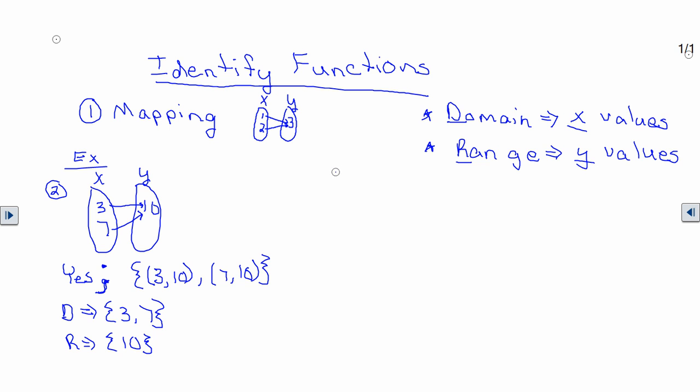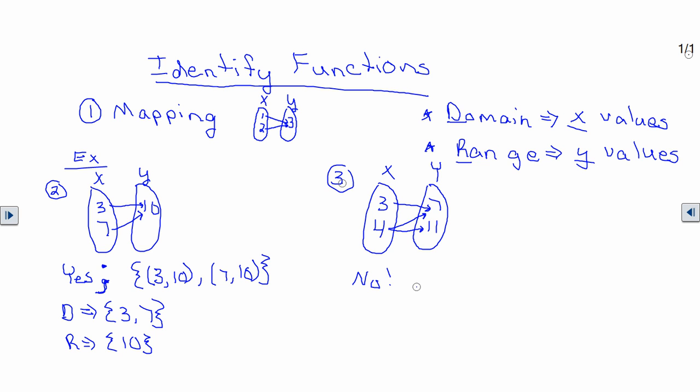Okay? Let's do one more example of a mapping. Let's set this up so we specifically know that it will not be a function. So for this not to be a function, one of my x's will have to go to more than one y. So let's make 4 the thing that kind of messes it up. Alright, let's make 4 the thing that makes this not a function. This 4, I don't know if I'm going to get a 7 or an 11. So no, this is not a function.